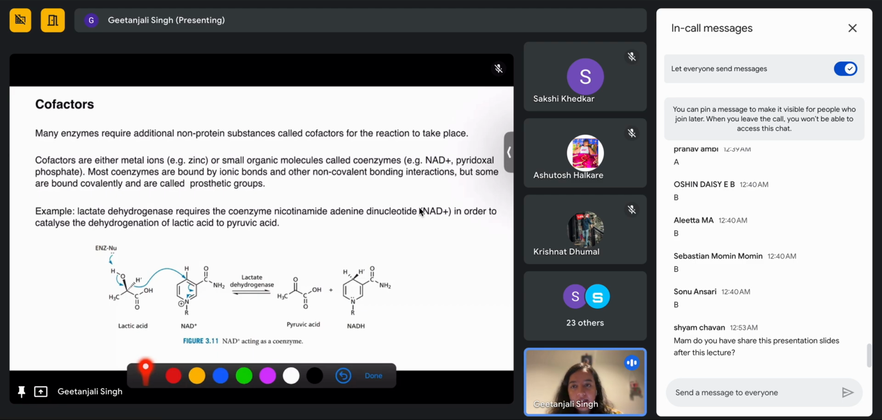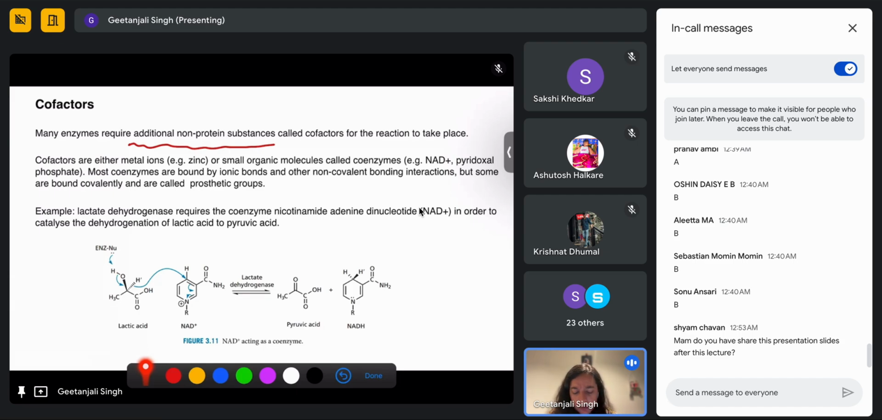They are either metals or small organic compounds, non-protein. You have to remember, sorry, these are non-protein substances. This is the most important part. Additional non-protein substances, they can be either metal or small organic compounds called coenzymes.